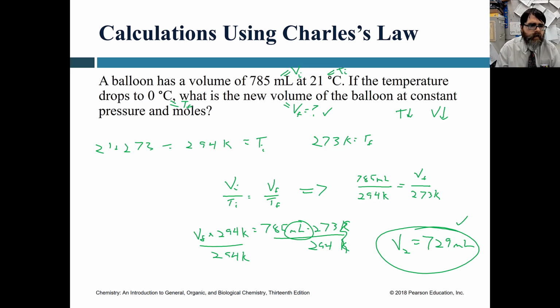Sig fig side note: personally, when I'm given temperatures in Celsius and I convert them to Kelvin, I tend to count the Kelvin temperatures as my sig fig units. And so everything here then has 3, so my final volume should have 3 as well.